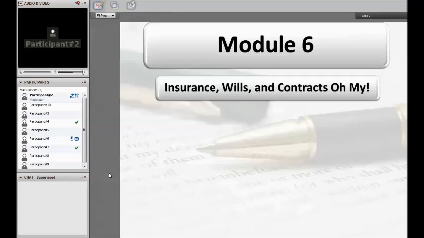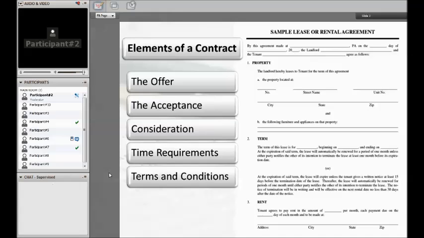In Module 6, you learned about insurance, wills, and contracts. Here's an example of a contract. In a contract, there are different parts. You learned about the different elements in a contract: the offer, the acceptance, the consideration, time requirements, and terms and conditions. So looking over this example, can you take the line tool and draw a line to where you think some of these parts are?